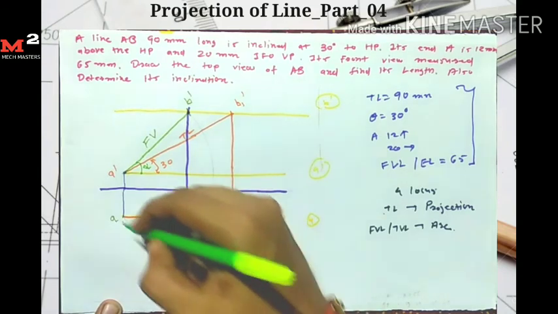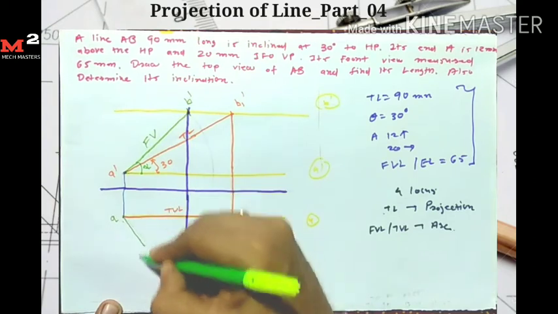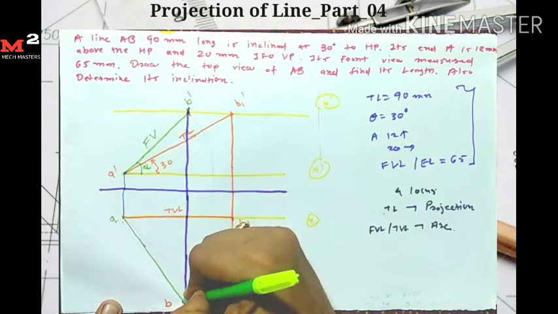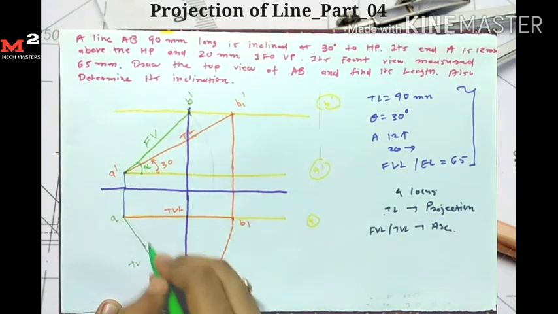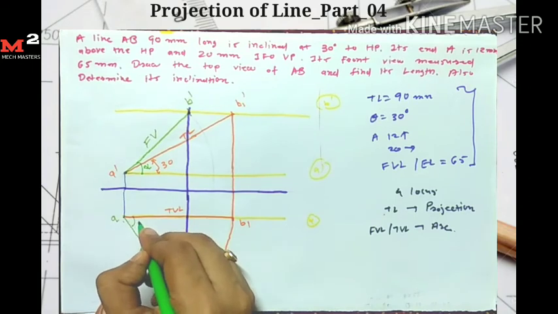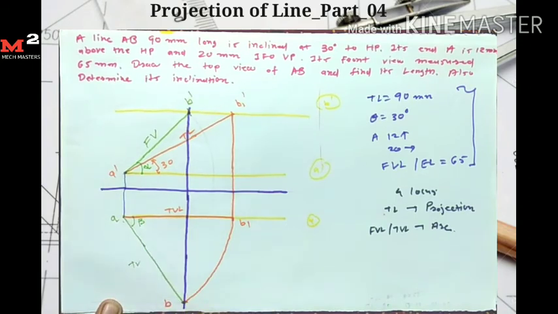Okay, so this line AB is my final top view. The angle made by this top view is called the apparent angle beta.